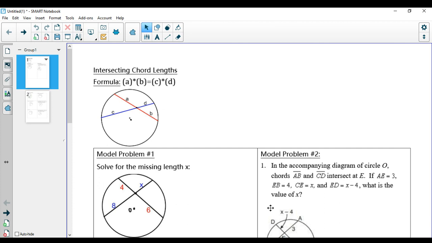Hi everybody. So this is going to be the first lesson on chord lengths, or lengths within a circle. Today we're going to do intersecting chords. Tomorrow we'll do secant and tangent lines, and finding the lengths of those. So today is intersecting chords.